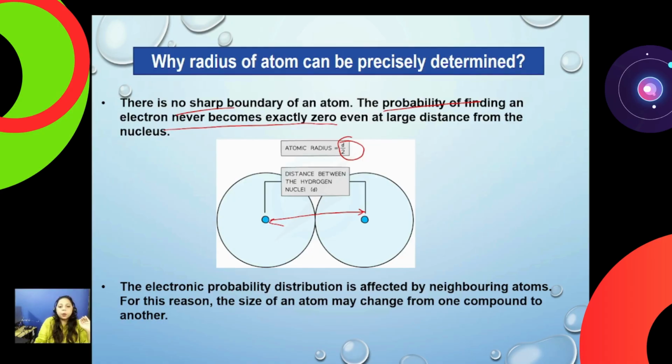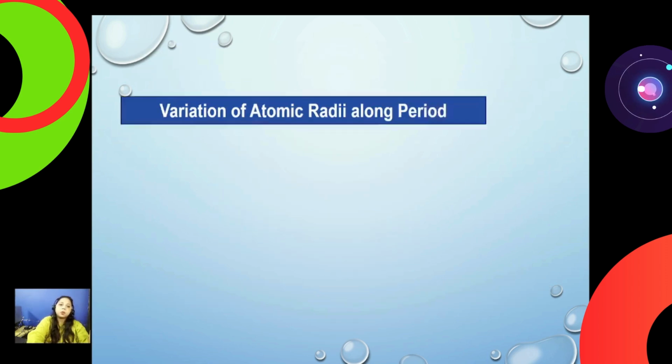The electronic probability distribution is affected by neighboring atoms. For this reason, the size of an atom may change from one compound to another. For example, in F2, fluorine is the most electronegative atom, and hydrogen is different. So we have to consider these cases as well.